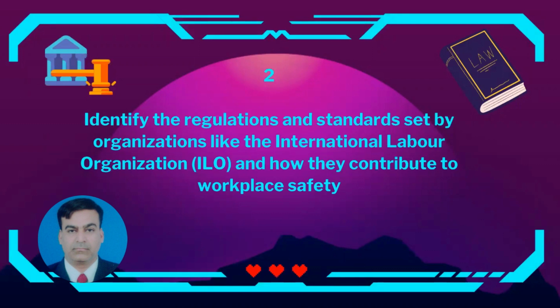It is a group that makes rules and guidelines to keep workers safe at their jobs. They set up regulations and standards that companies and countries should follow to make sure workplaces are safe. These rules help protect workers from accidents or dangerous conditions. For example, they might say that workers need to wear protective gear like helmets or gloves, or that companies must have safety procedures in place to prevent accidents. Following these rules helps make sure that people can work in a safe environment and reduces the chances of getting hurt.